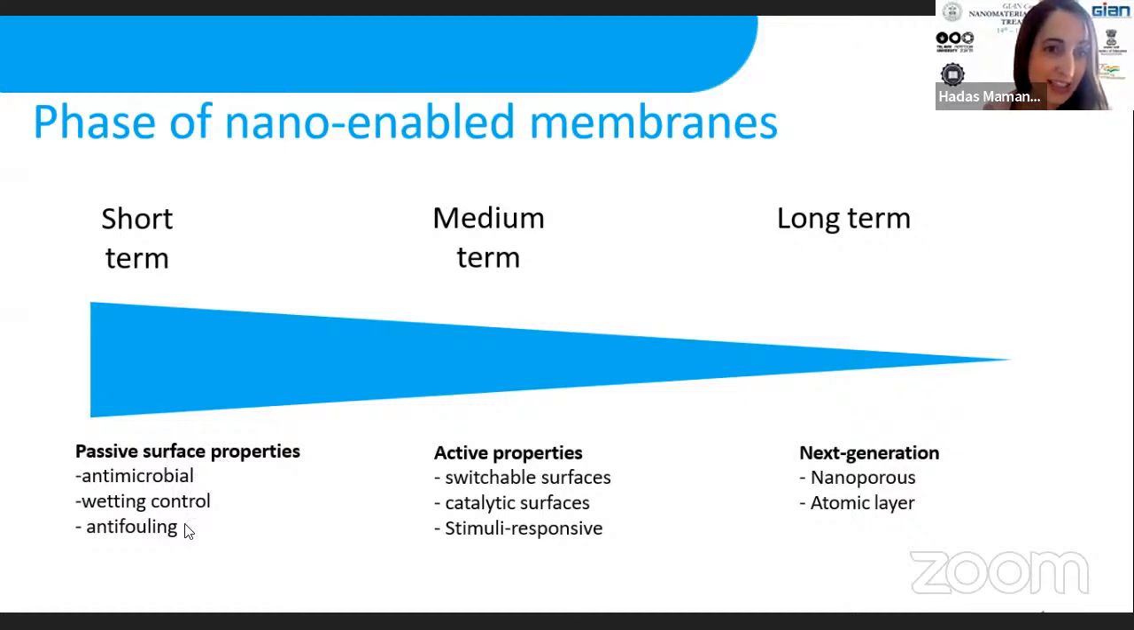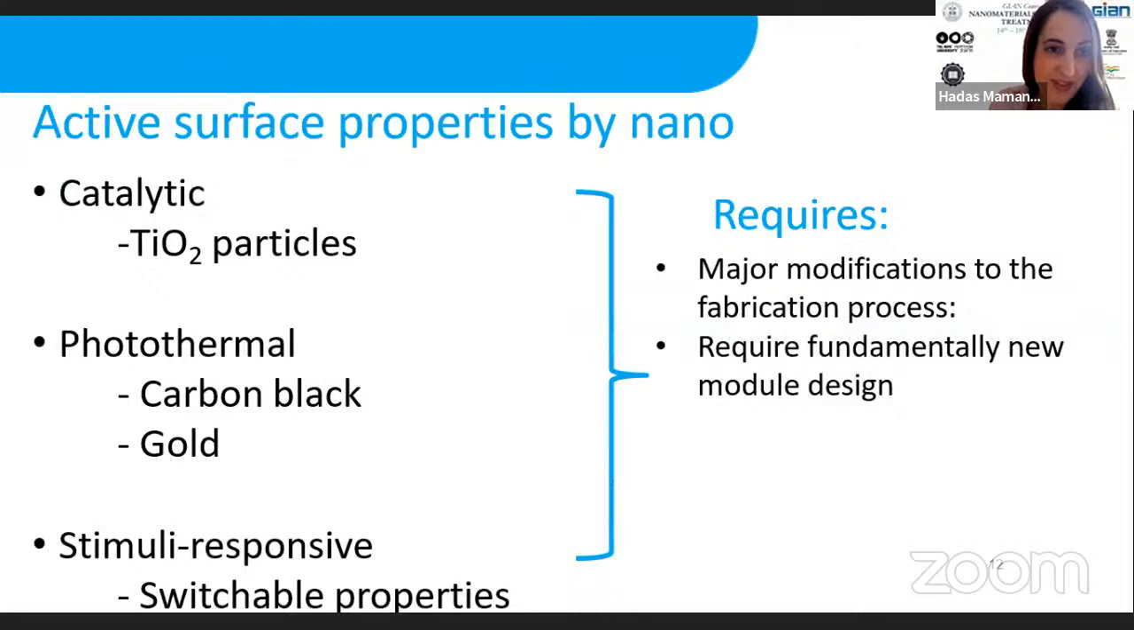Okay, so we discussed so far the short-term development, which are the passive surface properties: antimicrobial, wetting control, and anti-fouling. So all these are passive. Let's now talk a little bit about the medium term, which are the active properties, which refer to switchable surface, catalytic surface, and stimuli responsive. We discussed a lot about the catalytic properties of membranes by inclusion, for example, of titanium dioxide particles, photothermal by inclusion of carbon black or gold, and stimuli responsive, which have switchable properties.